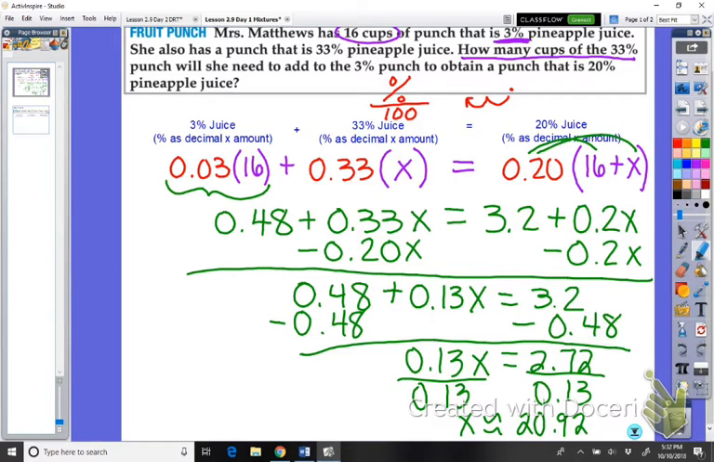So always go back and reread the question. How many cups of the 33% punch will she need to add? Our answer is 20.92 cups of 33% punch.